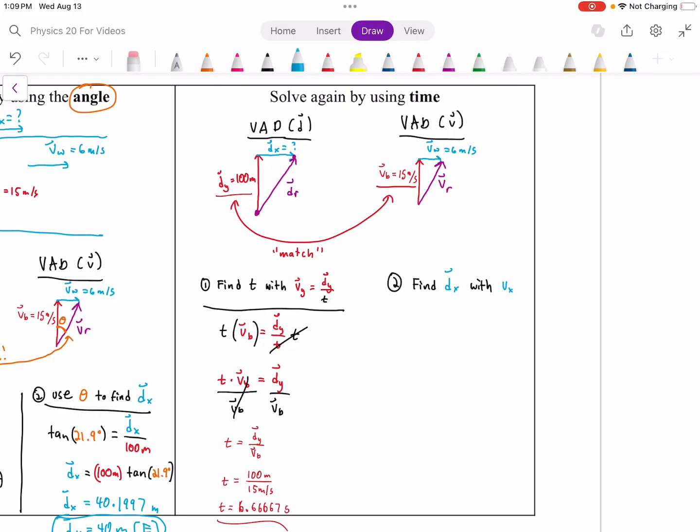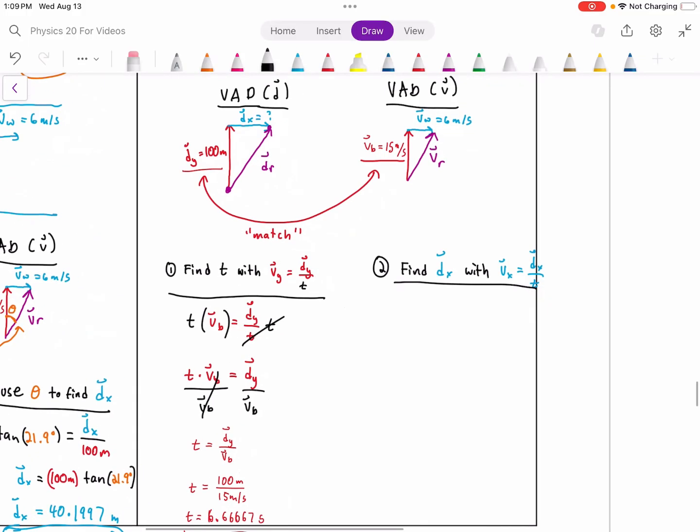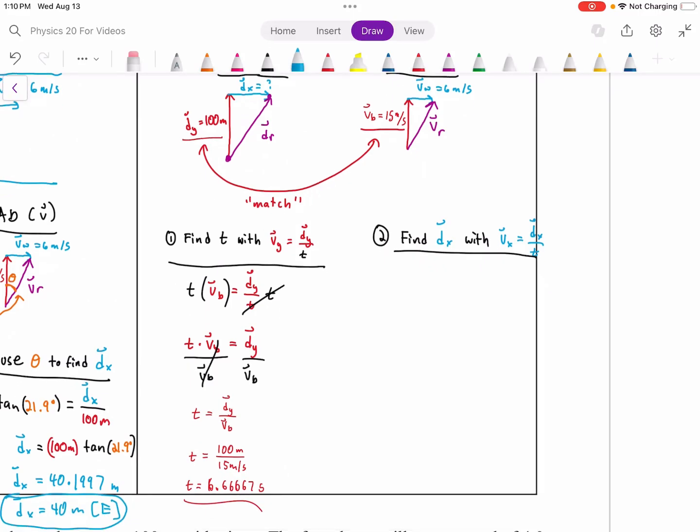So the x velocity is the rate at which the x displacement changes. It has nothing to do with the y, right? But it does have to do with the horizontal, the x. So if our water, right, the rate at which our displacement changes just depends on the water's speed.